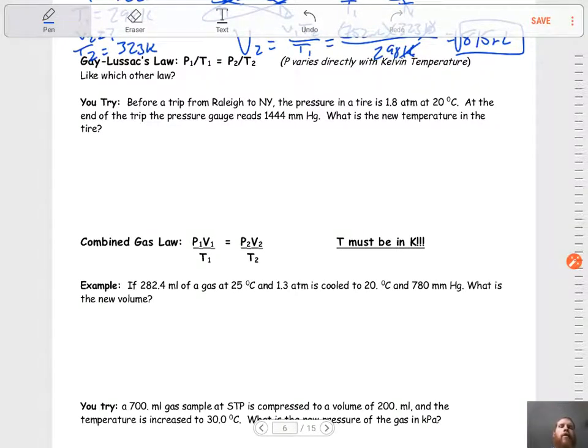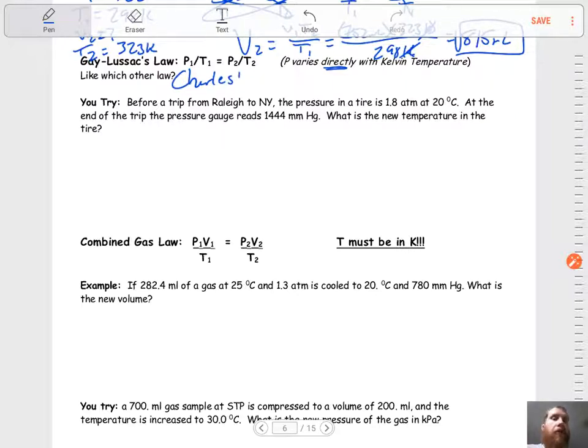Hey guys, in the last video, part 1, we talked about Boyle's law and Charles' law. Now we're going to talk about Gay-Lussac's law. Again, this is very similar to Charles' law. This is also varying directly. Okay, so which one is it like? It's like Charles. The only thing that changes is we have pressure instead of volume.